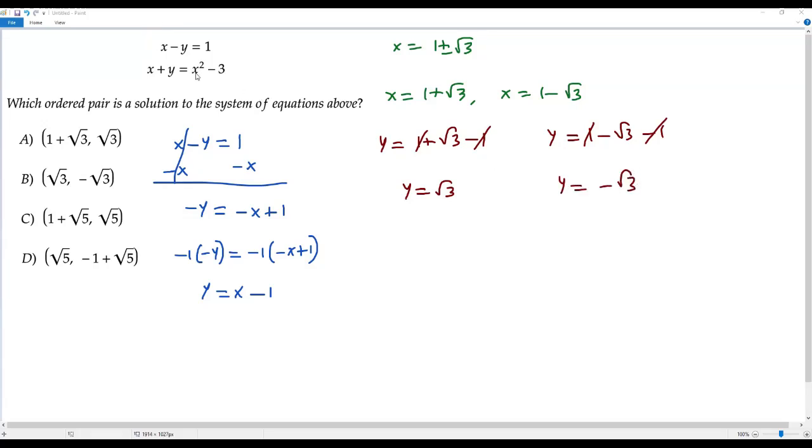Okay, now I got the values of x and y. The first value of x is 1 plus square root of 3, and the corresponding y value is square root of 3. And the second value of x is 1 minus square root of 3, and the corresponding y value is negative square root of 3.